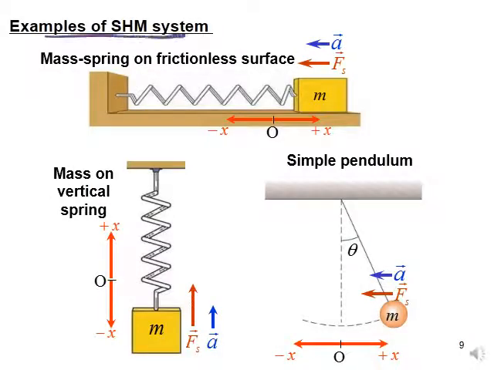These are examples of SHM system. The first system is mass spring that moving horizontally on frictionless surface. The second is also mass spring system but moving vertically. And the last one is simple pendulum.